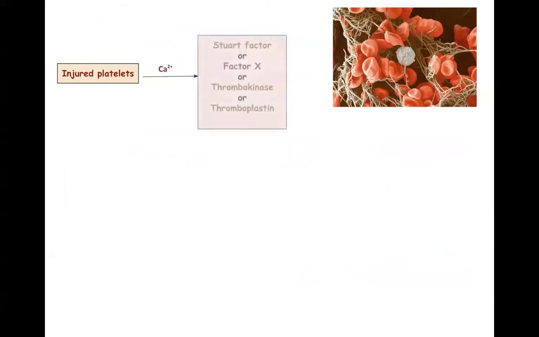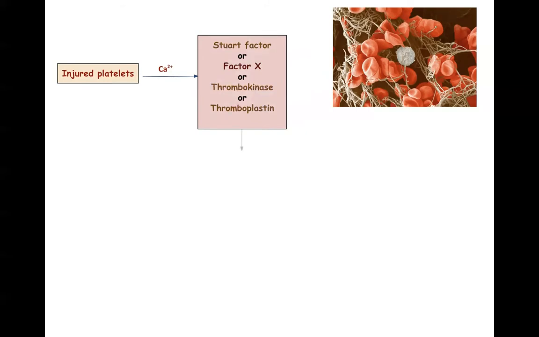So how is the blood clotting taking place? How is it that the platelets change something into the fibrin mesh? The various steps are: the injured platelets release a chemical compound called thrombokinase. It is also called thromboplastin. These days, instead of just calling it thrombokinase or thromboplastin, we call it factor X or Stewart factor. This formation requires the presence of calcium ions. So in the presence of calcium ions, injured platelets will form Stewart factor or factor X.